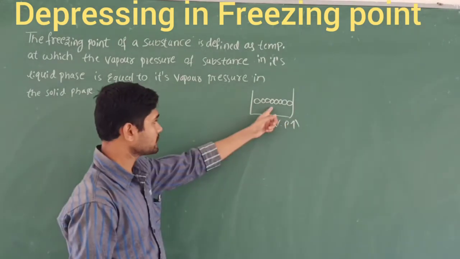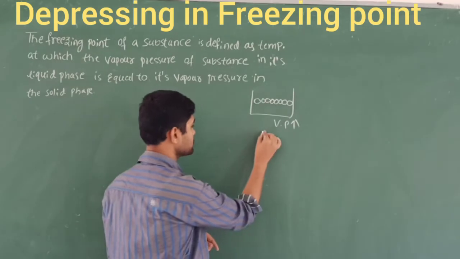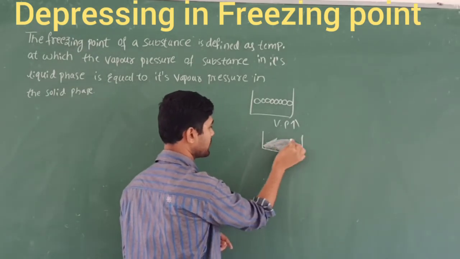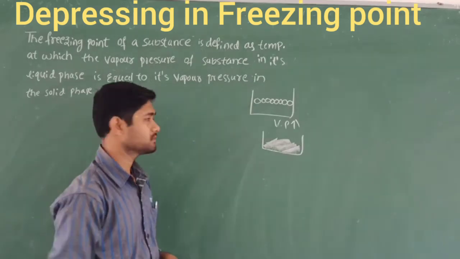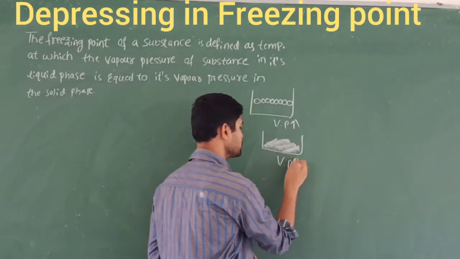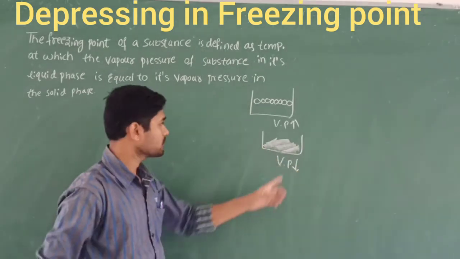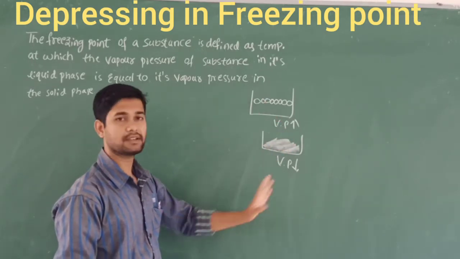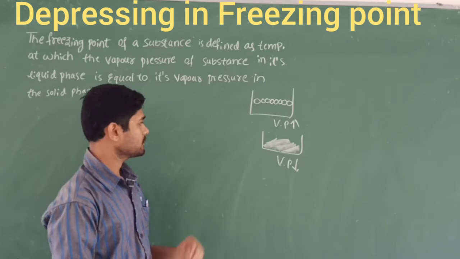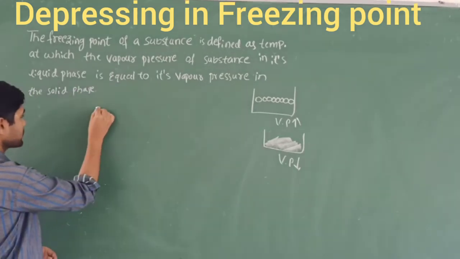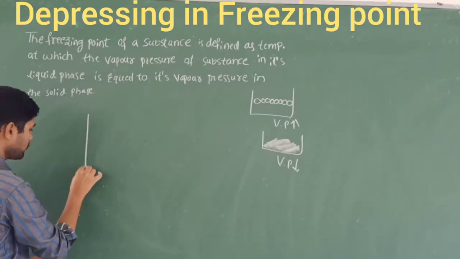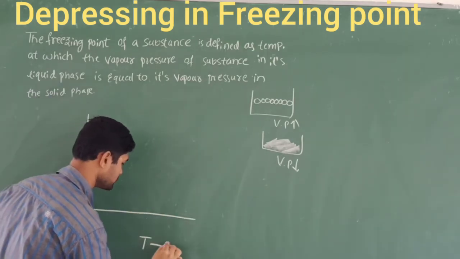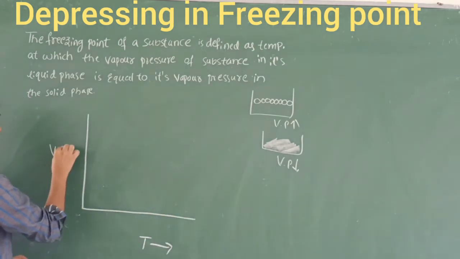Now I am going to take this water in solid phase, that is called ice cubes. So that is called ice. What happens here? The vapor pressure always decreases in the solid phase. The vapor pressure will be higher in the liquid phase than in the solid phase. So let's take a graph here, once again the graph between vapor pressure versus temperature. This is temperature and this is vapor pressure.